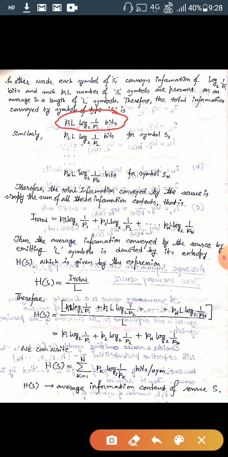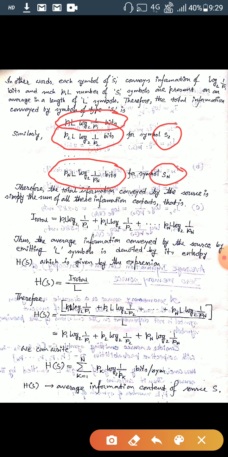Same way, the total information conveyed by the symbols of type S2 will be P2L log base 2 of 1 by P2. Same way, for the symbol Sn, it will be Pn into L log base 2 of 1 by Pn, in the unit of bit.